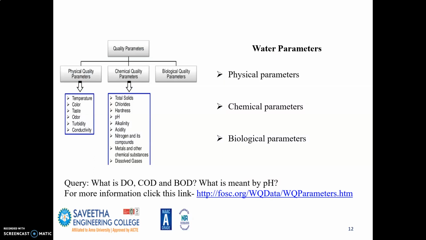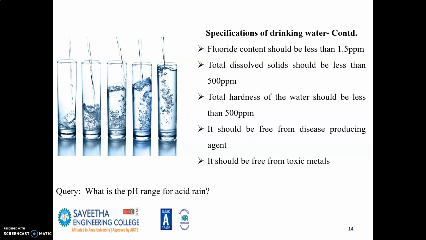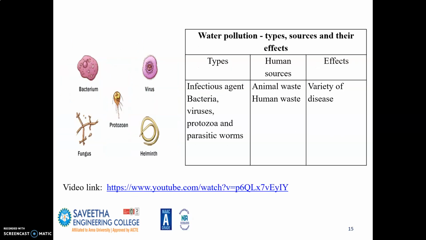The water parameters are broadly classified into three categories: physical, chemical, and biological. And what are the specifications of drinking water? It should be clean and odorless, and the pH of the water should be between 7 and 8. Chloride and nitrogen should be less than 250 ppm, fluoride should be less than 1.5 ppm, and the total dissolved solids, TDS, should be 500 ppm. The hardness-causing salts, calcium and magnesium, should be less than 500 ppm, and the water should be free from disease-producing agents. It should be free from toxic metals such as chromium, manganese, mercury, and so on.